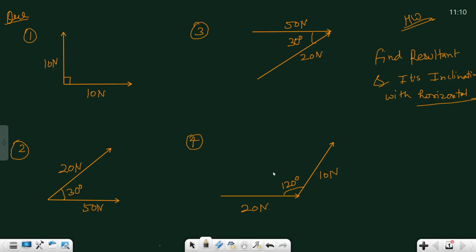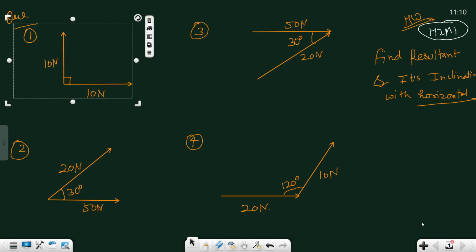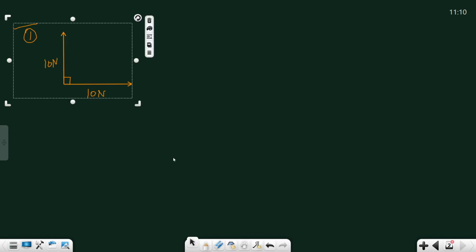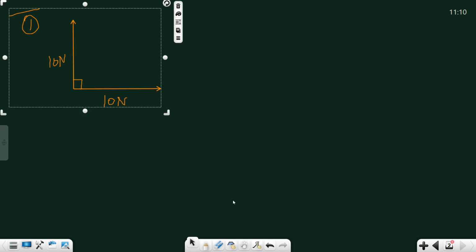So look, we will start with the discussion of these questions. This is H2M1. So the first question, we will take the first question. पहला question बताओ. One by one. चलो. The solution of first one.